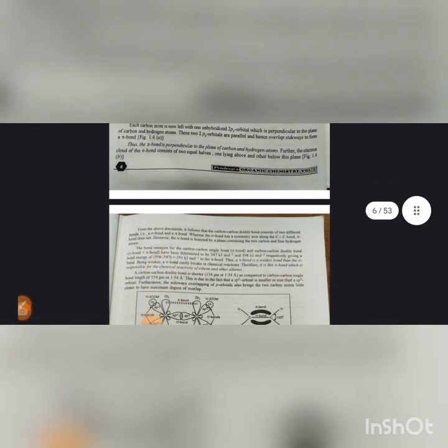the plane. From the above discussion, it follows that the carbon-carbon double bond consists of two different bonds, that is, a sigma bond and a pi bond. Whereas the sigma bond has a symmetry axis along the carbon-carbon bond, the pi bond does not. However, the pi bond is dissected by a plane containing the two carbon and four hydrogen atoms.